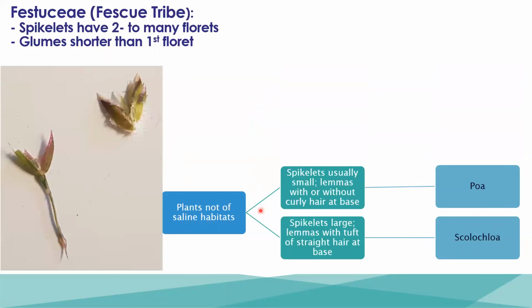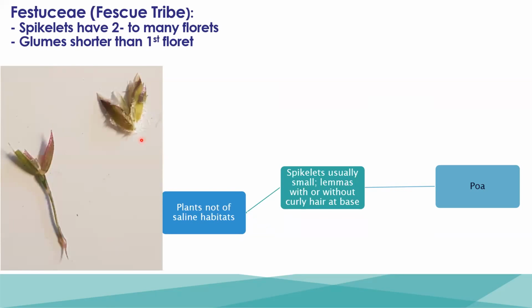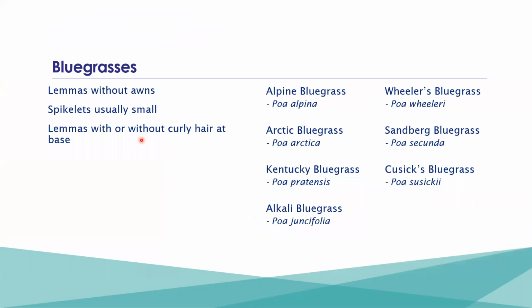So our next set of questions: are the spikelets usually small, lemmas with or without curly hair at the base, or are the spikelets large and lemmas with a tuft of straight hair at the base? You can kind of see it in the picture here, but there is curly hair at the base and these spikelets are really quite small. So we're in Poa. In Poa, we have 7 different species to choose from in our book. So let's take a look at the rest of the features.